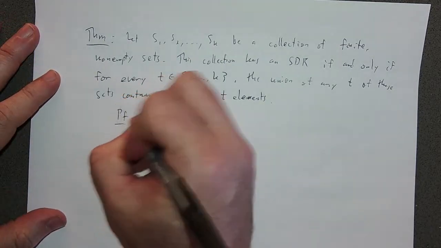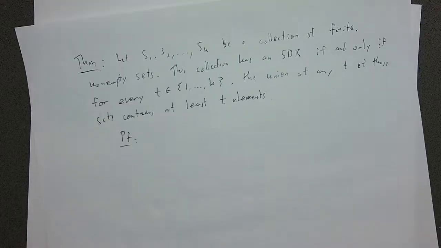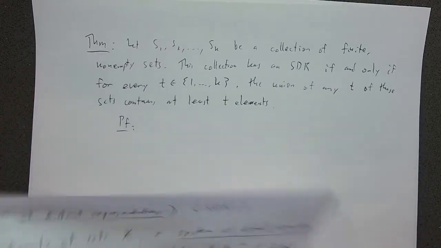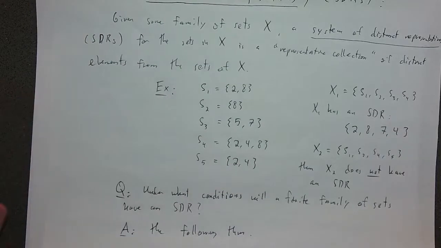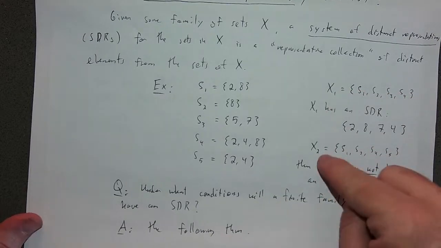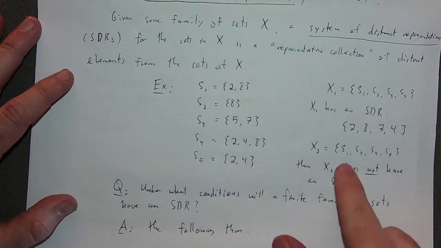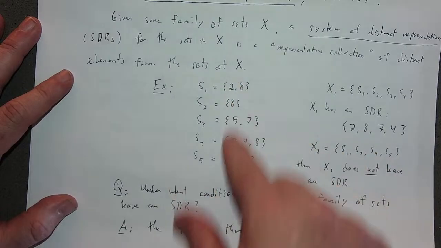Before we set about proving this, let's first go back and see why it succeeds for x1, or maybe even just why it fails for x2. So for x2, we would need the union of any one of these to have at least one element.